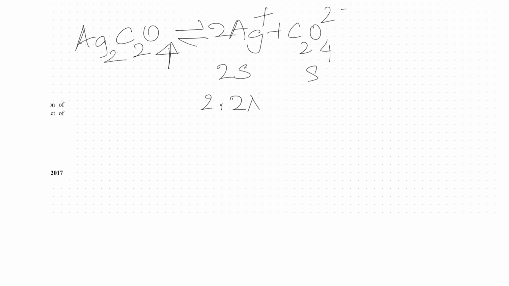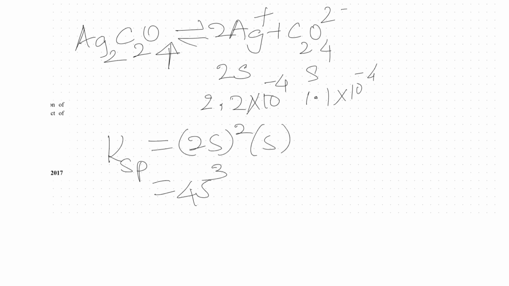Solubility product formula for this stoichiometry is 2s power 2 multiplied by s, which is 4s cube. You know s value is 1.1 into 10 power minus 4. Just substitute here, you will get the solubility product value as 5.3 into 10 power minus 12.